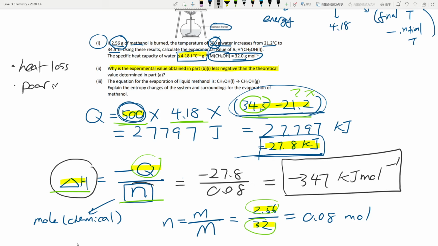You can think of things like this. You can say the container has no lid, that means you lose a bit of heat. You can say that there's incomplete combustion. You can say the conditions are not standard. There are quite a few different ones. Again, grind some exam papers to see the variation, but that's pretty much the same.